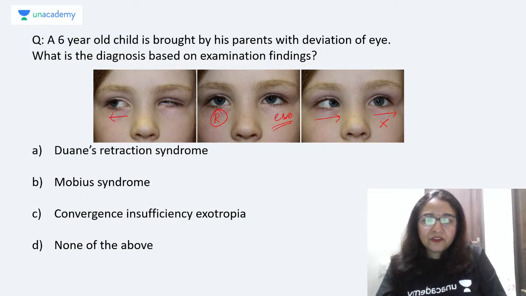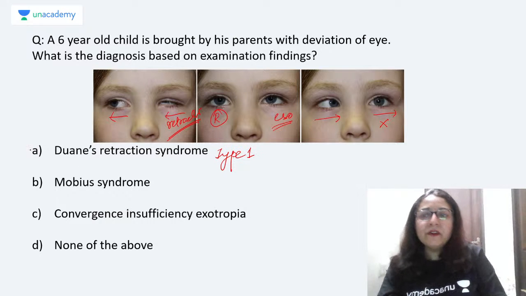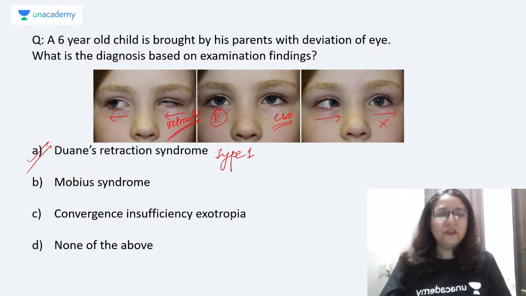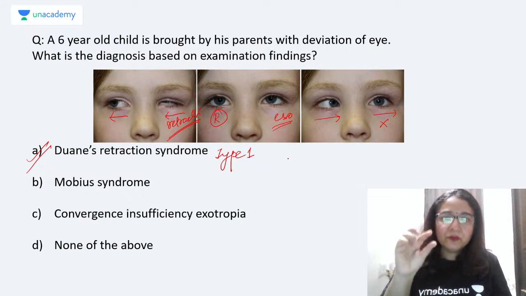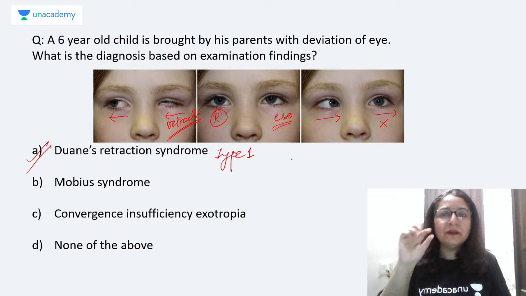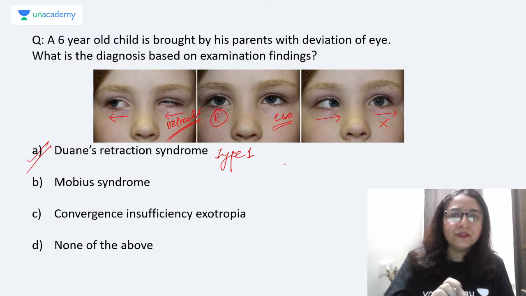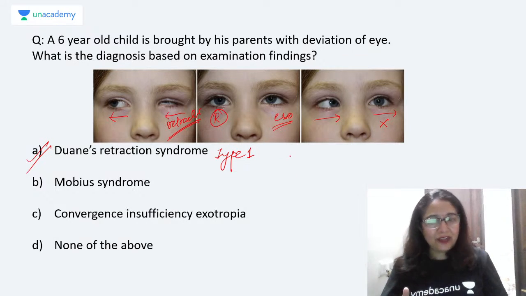Right eye abduction is normal. On adduction, the left eye is showing retraction. So these are typical features of type 1 Duane's retraction syndrome: limited abduction, adduction retraction. Whenever you see adduction leading to retraction of the globe, it's your Duane's retraction syndrome. So that is the right answer to this question.